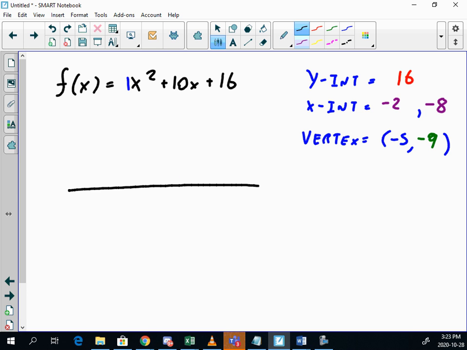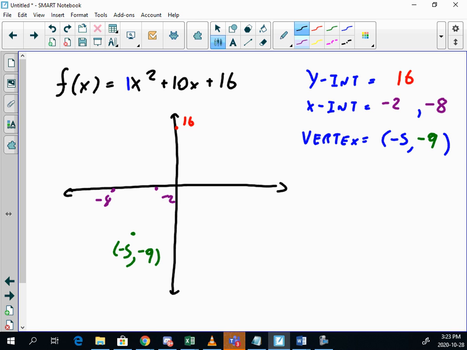So finally, when I go to construct my graph, I'm going to use the 5 pieces of information on the board. I'm going to use the fact that my y-intercept is at 16 on the y-axis. I'm going to use the fact that my x-intercepts are at -2 and -8 on the x-axis. And I'm going to use the fact that my vertex has coordinates -5, -9.